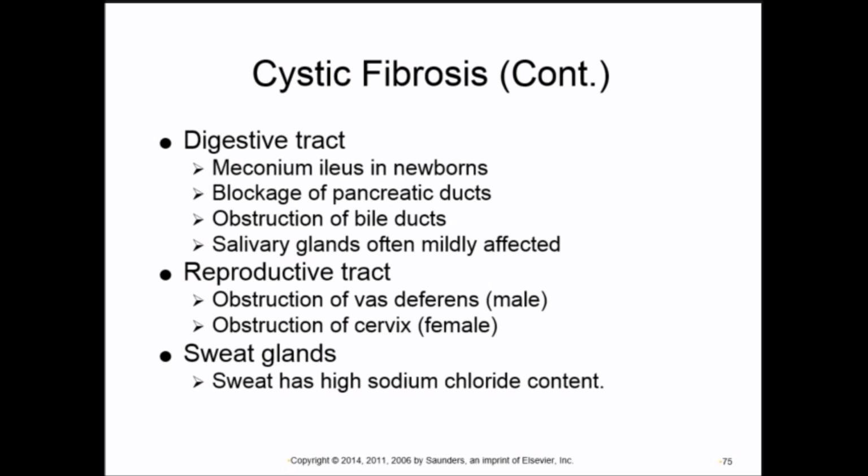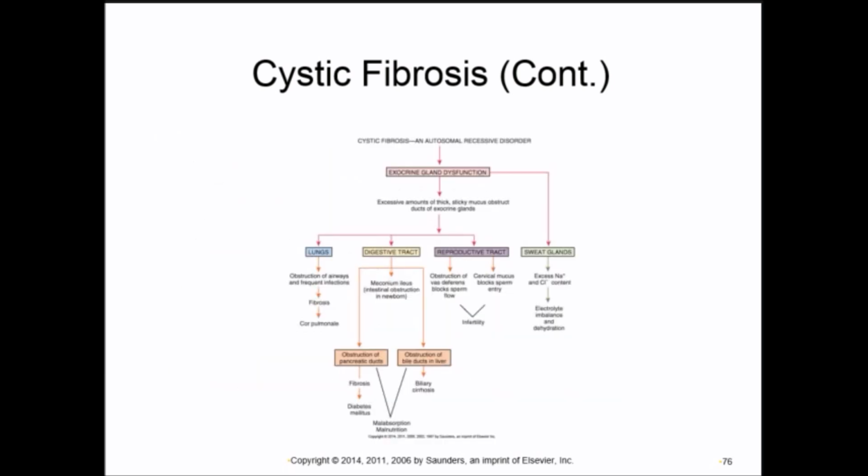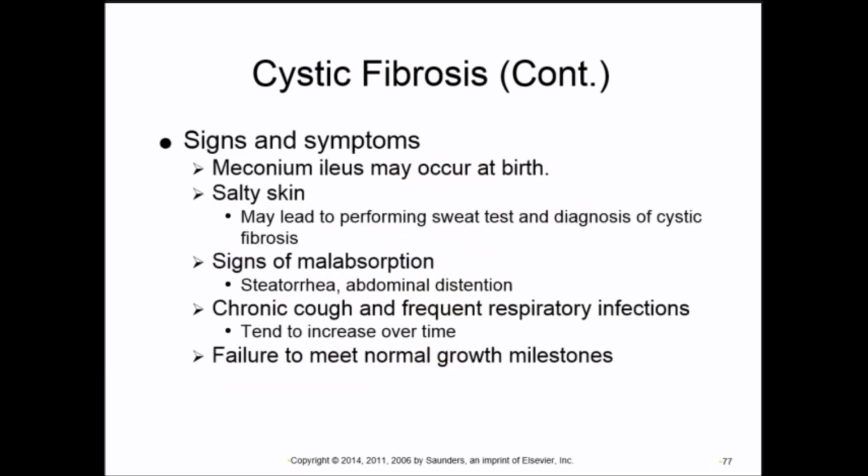Pancreas, blocking the pancreas. The bile becomes thicker, blocking the bile. Salivary gland. You can put it anywhere. Just understand the concept. What's the concept? Secretions become thicker, blocking. Blocking what? Anything. You name it. So meconium ileus in kids, salty skin, and this is where you can see people having this white salt on their skin. They will have malabsorption because the bile is bad.